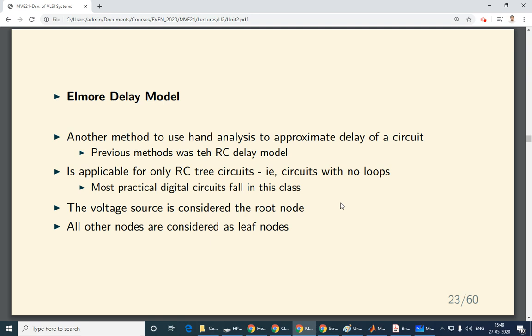The Elmore delay model is a very popular delay model even in computer tools, because it gives a very good answer, maybe 90% accurate, but it takes only a very small amount of time compared to a simulation. So we have some clock tree networks. These are the most popular cases where the Elmore delay model is used. I have a clock tree network.